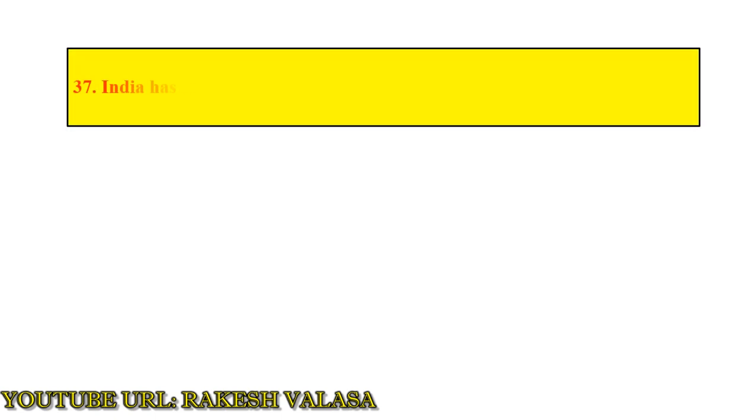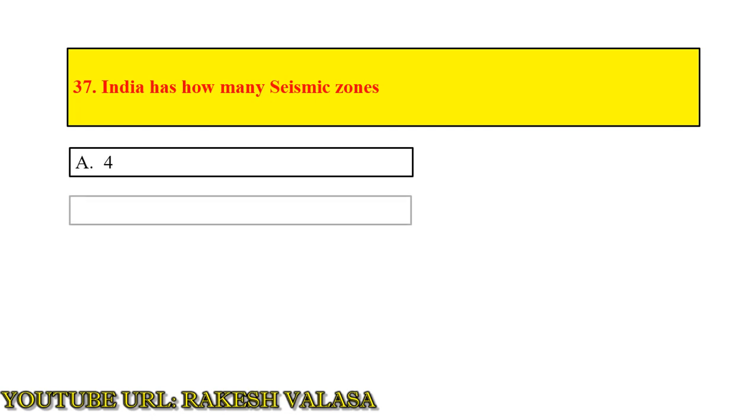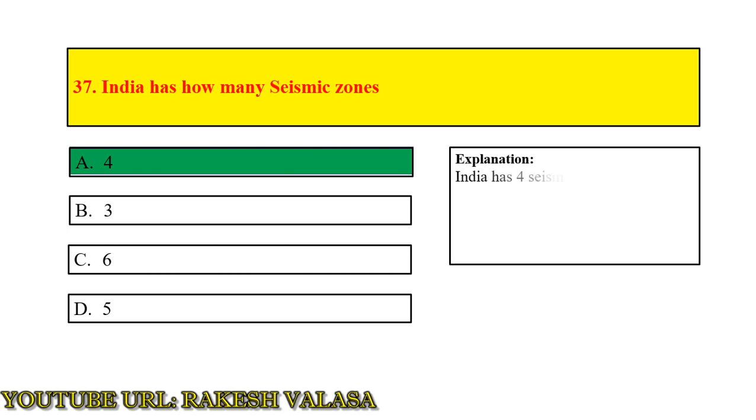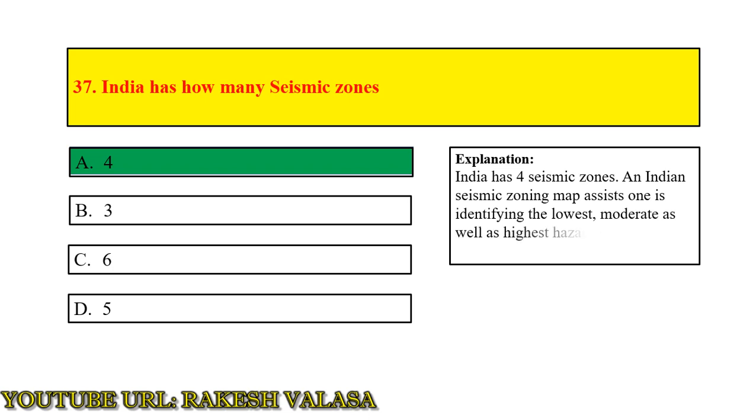Question number 37. India has how many seismic zones? Answer: 4. Explanation: India has 4 seismic zones. An Indian seismic zoning map consists of these, identifying the lowest, moderate as well as highest hazardous or earthquake prone areas in India.